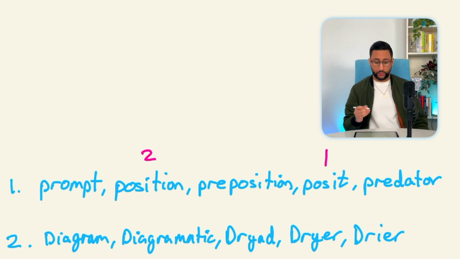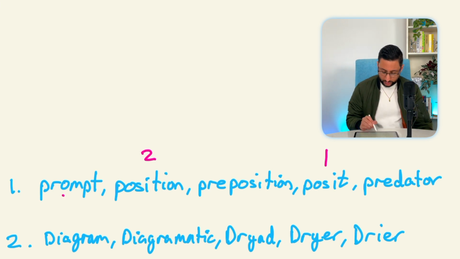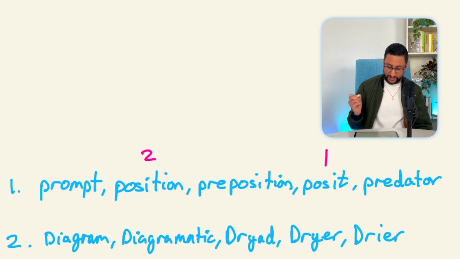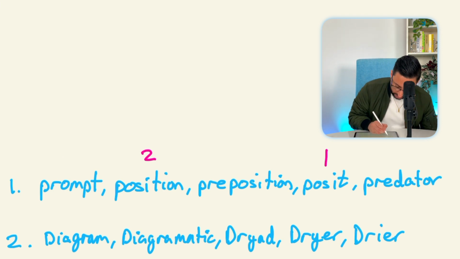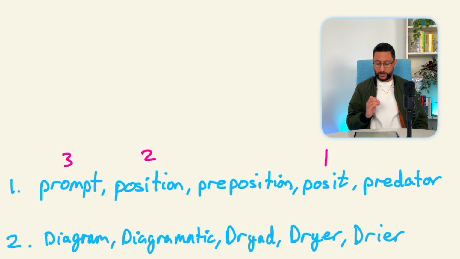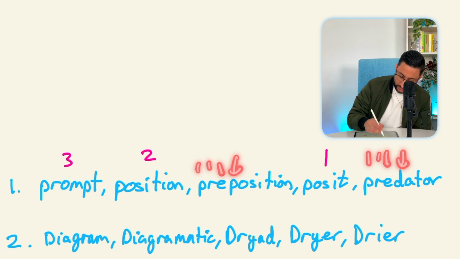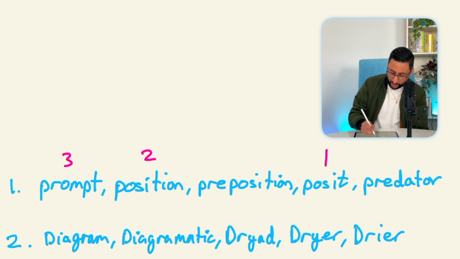So now the PR words, we've got PRO, PRE, and PRE. In position 3, O comes after E. So that's going to be later alphabetically, which means prompt is 3. So preposition and predator will be in positions 4 and 5. We have PRE, PRE, that's the same. Letter 4 is D, letter 4 is P. D comes before P, so that's going to be 5 for preposition and 4 for predator.